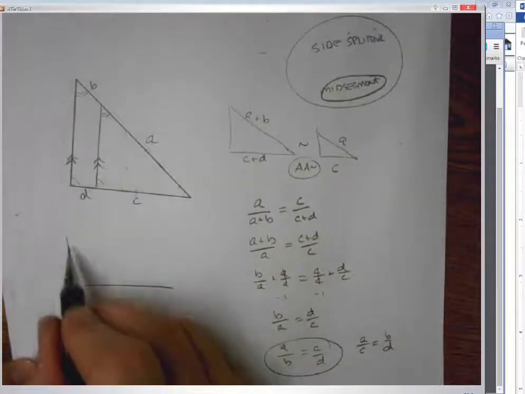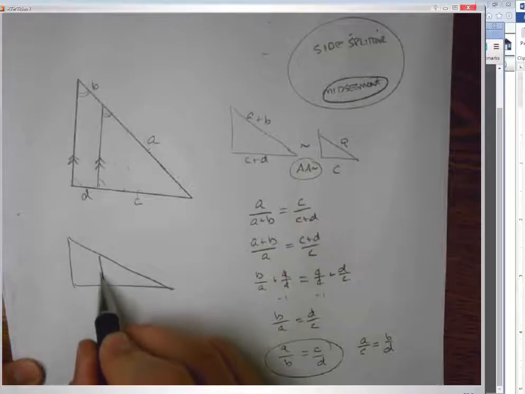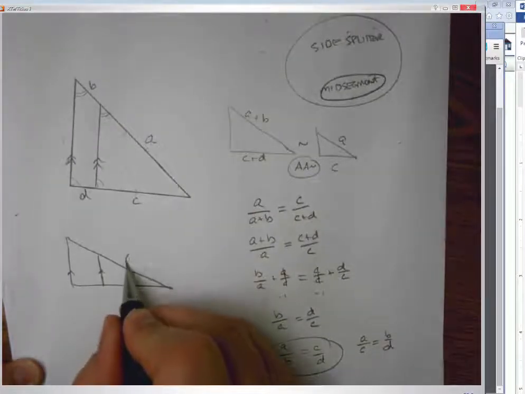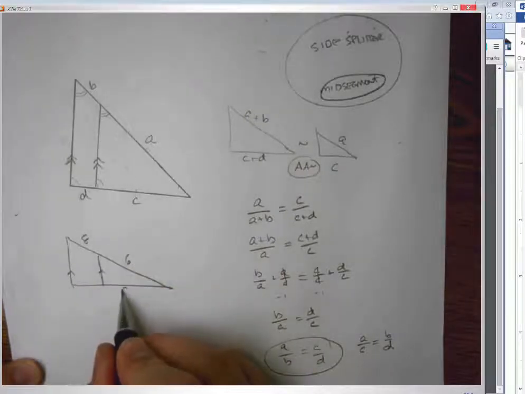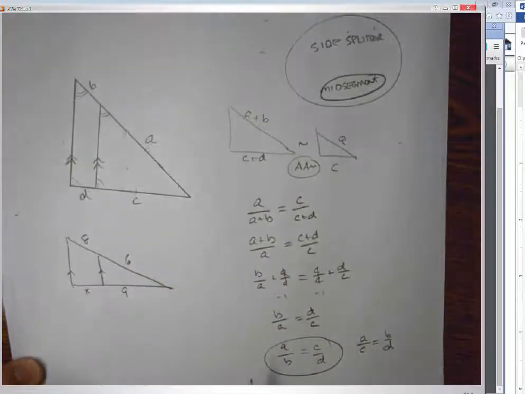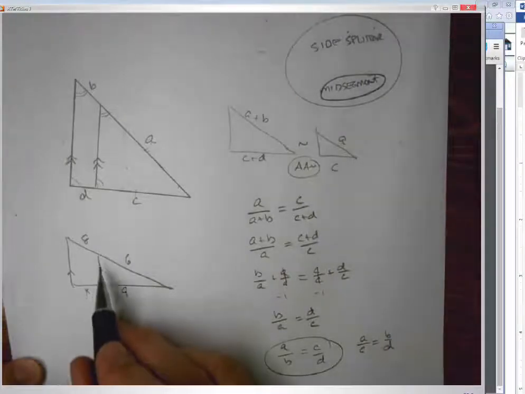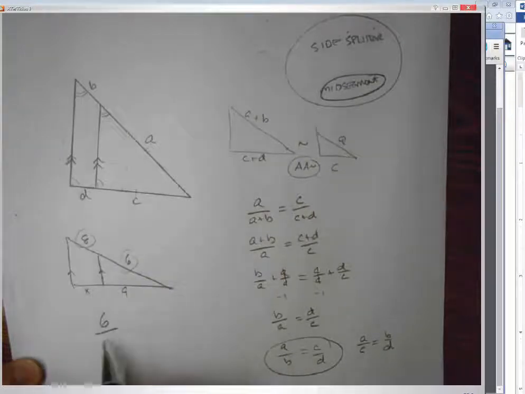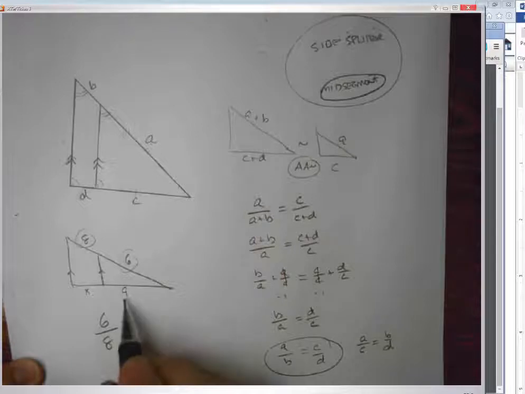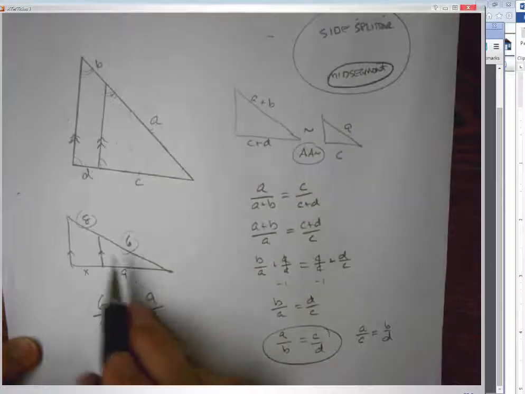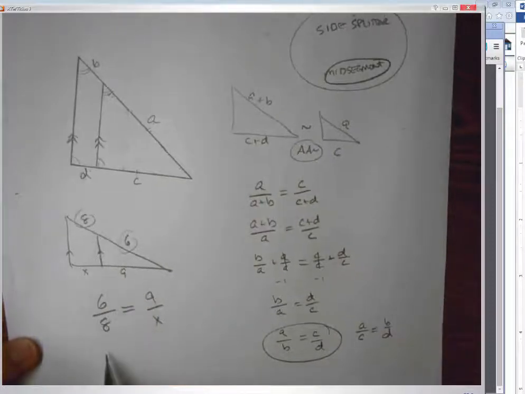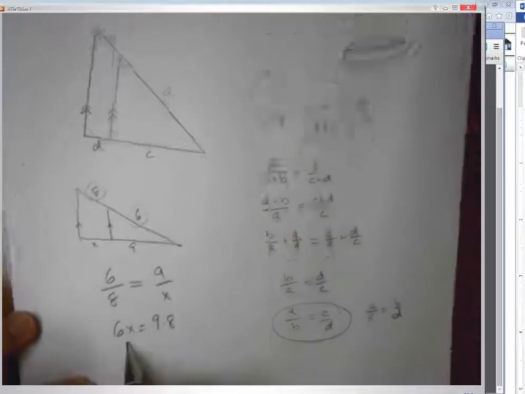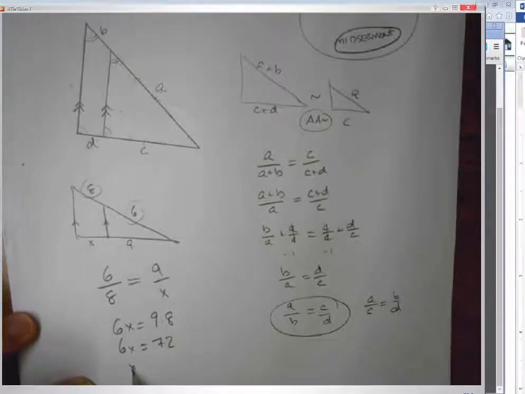How might we use this? Let's say that we had a side split with an appropriate parallel line, and we knew that this was 6 and this was 8, and this was 9 and this is x. We'd first identify that this is a candidate for side splitter because our segment in the middle is in fact parallel. Then we could say that the proportion set up with these two is equal to the proportion set up with the other two. In other words, 6 is to 8 as 9 is to x. Then I can simply cross multiply to solve, and I find the length of x.